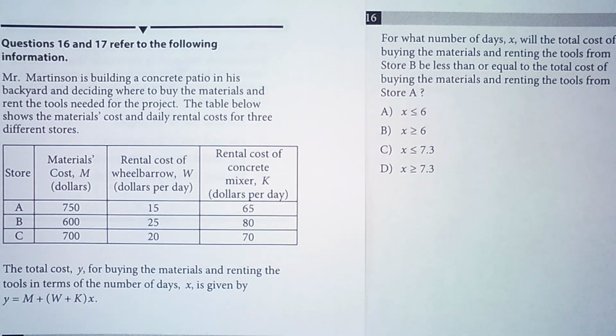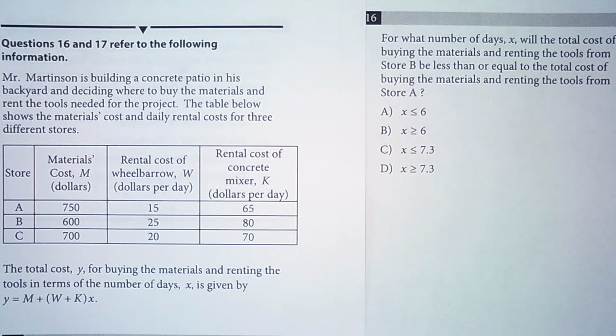Mr. Martinson is building a concrete patio in his backyard and deciding where to buy the materials and rent the tools needed for the project. The table below shows the materials cost and daily rental costs for 3 different stores. The total cost, Y, for buying the materials and renting the tools in terms of the number of days, X, is given by the equation Y equals M plus the quantity W plus K times X.